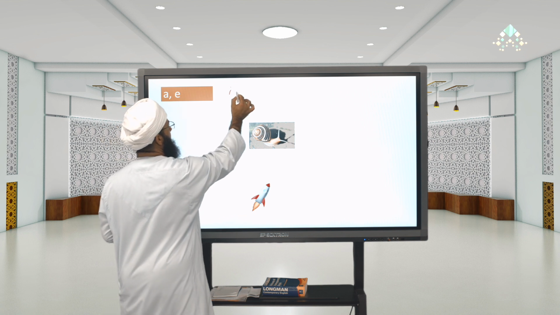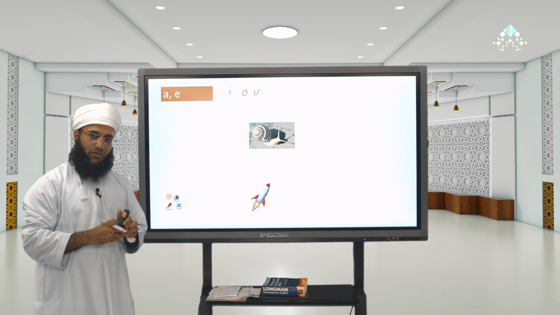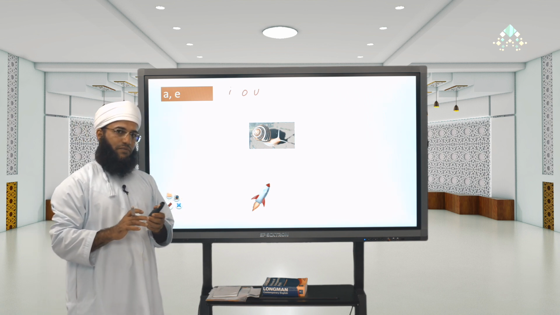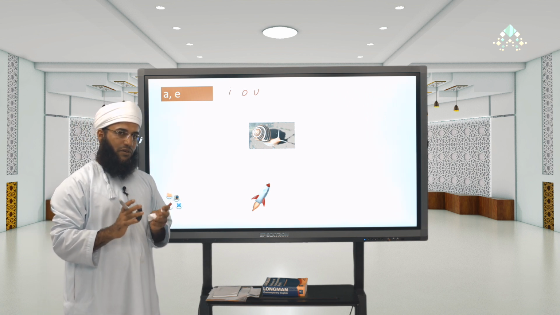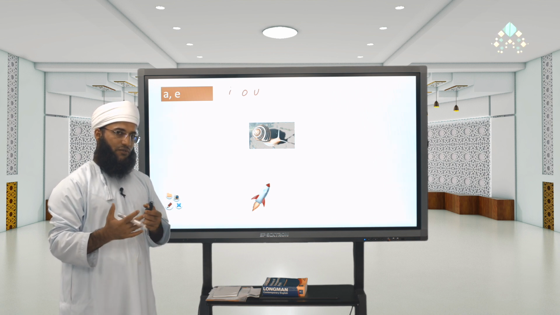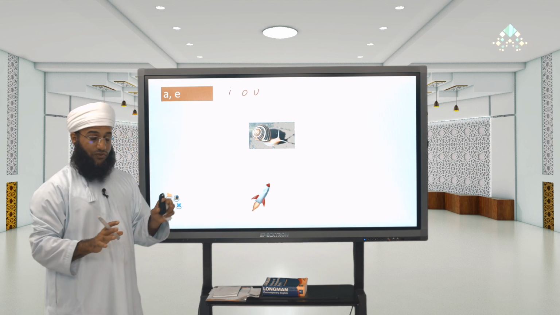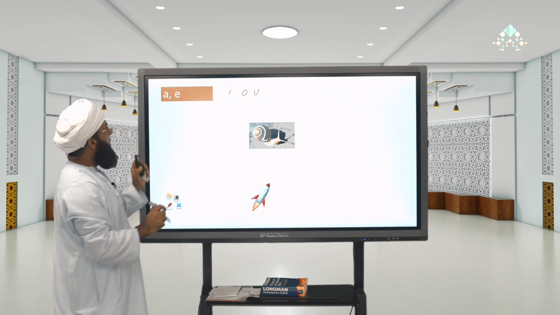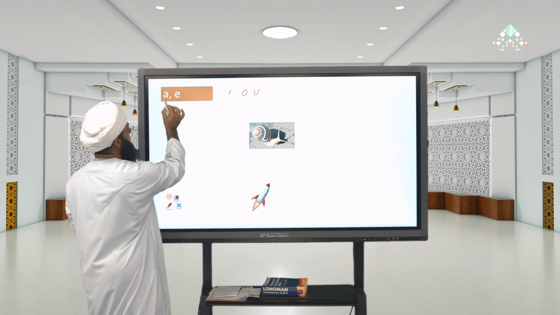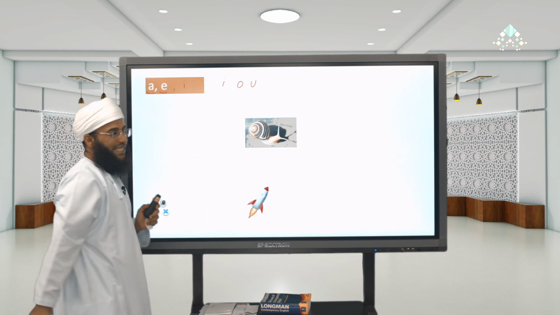E, I, O, U. These are the vowels. We call them the most popular vowels we have in English. We have others. We have long ones, we have short ones, okay? But now let's focus on this. Today I'm going to focus on A, E, and I.